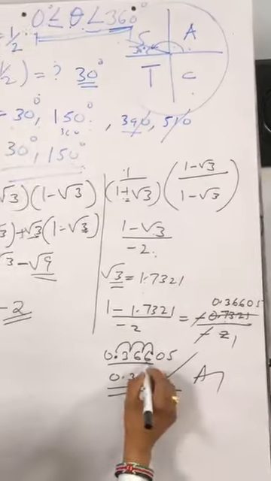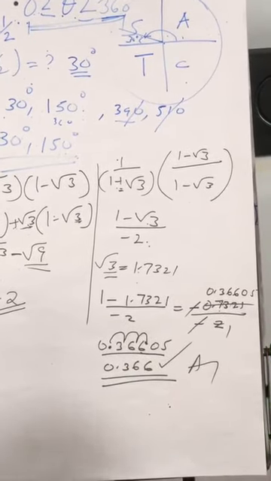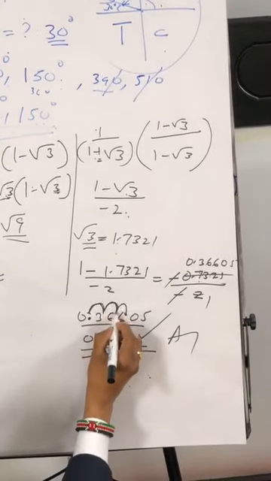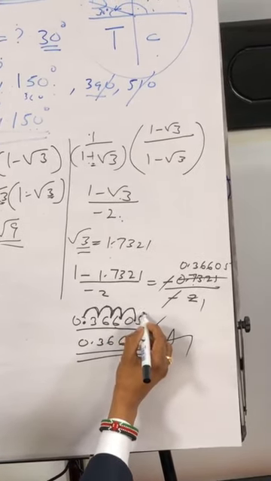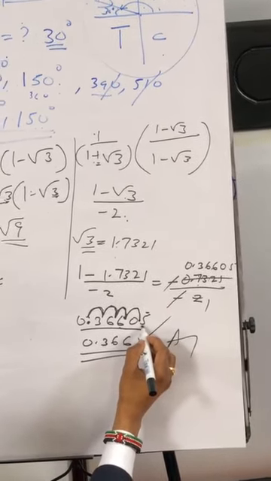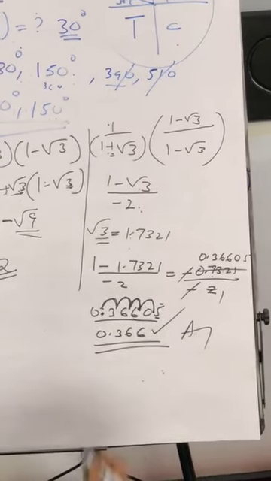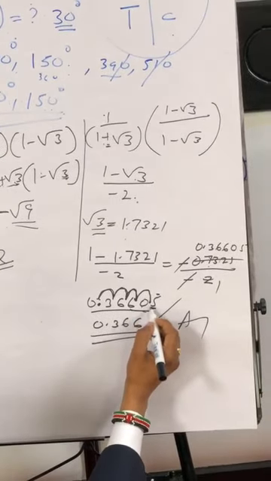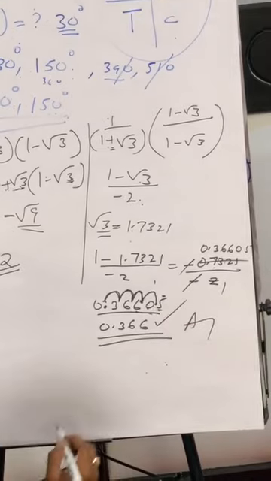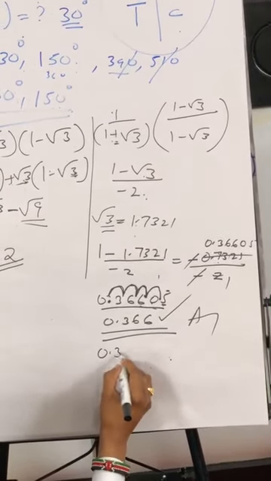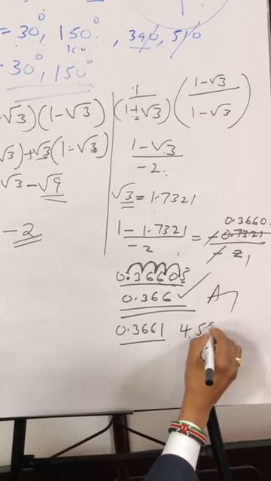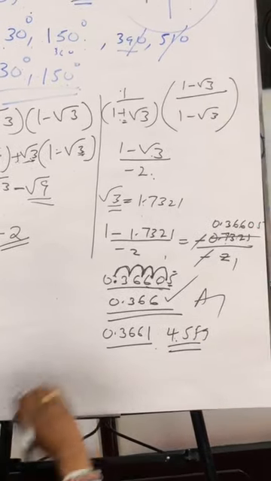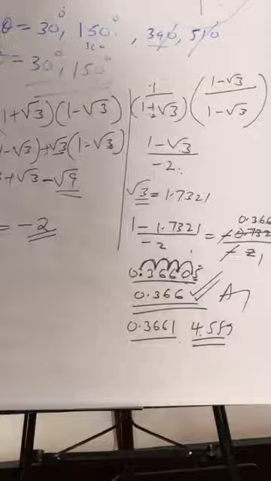Suppose they wanted this answer to 4 significant figures. Then you count 1, 2, 3, 4. When 4 is there, you look at the next number. When the next number is 5 or more than 5, then it adds a value to the last digit. The value that it adds is only 1. So the answer becomes 0.3661. This is to 4 significant figures, and the earlier one is to 3 significant figures.